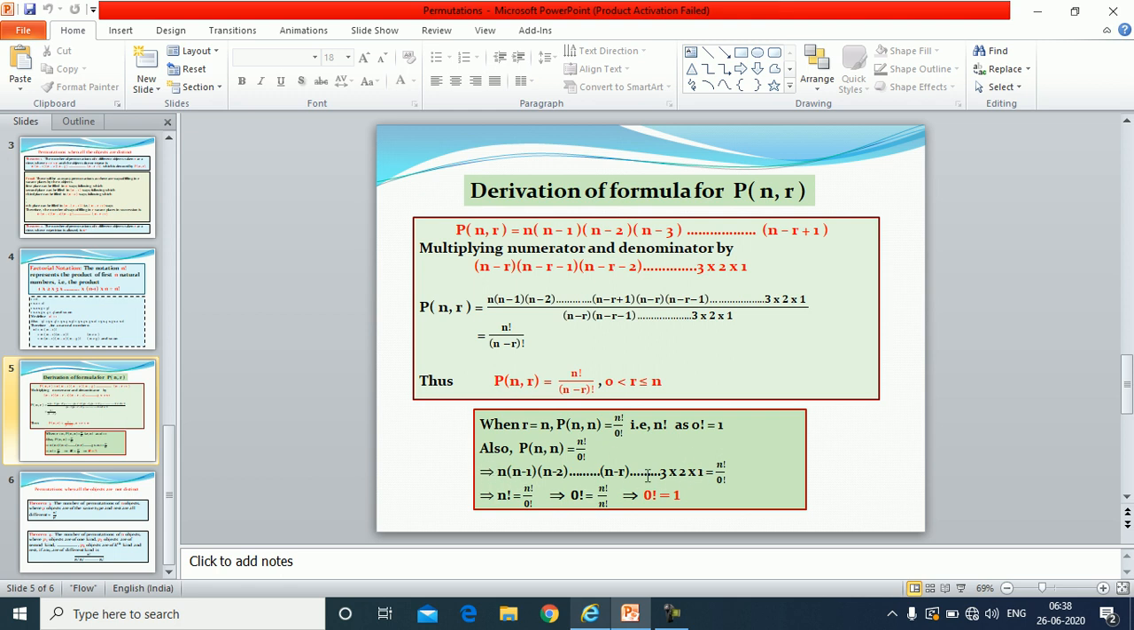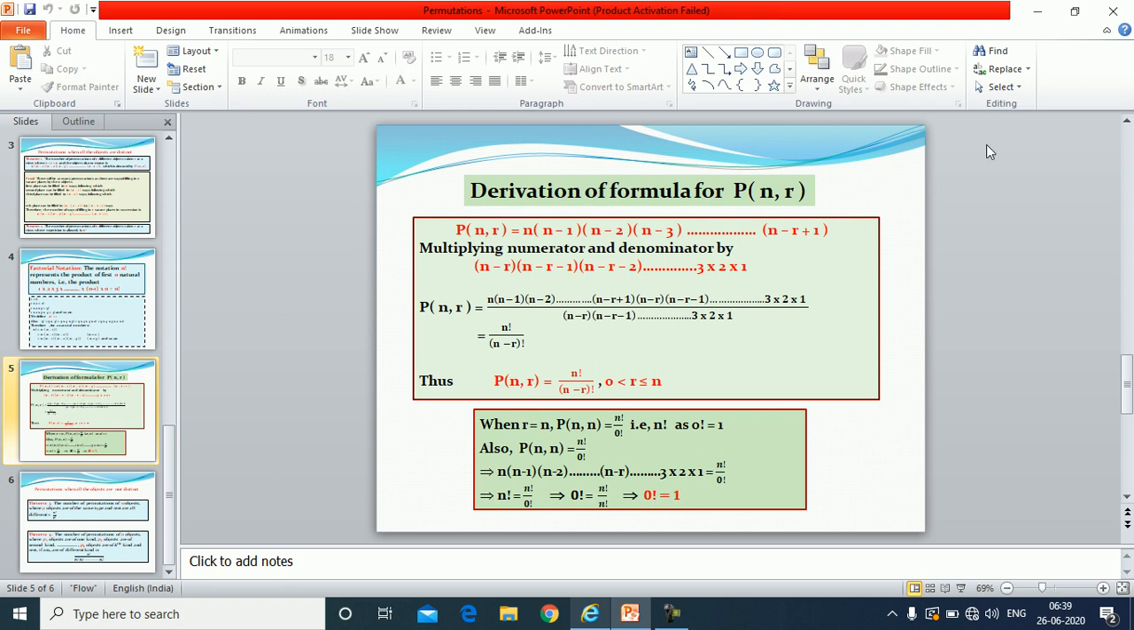But when we look at this product, this is nothing but n factorial. So what is this equation reduced to? We are getting n factorial is equal to n factorial over 0 factorial. That means 0 factorial will be n factorial over n factorial, which implies 0 factorial is 1.